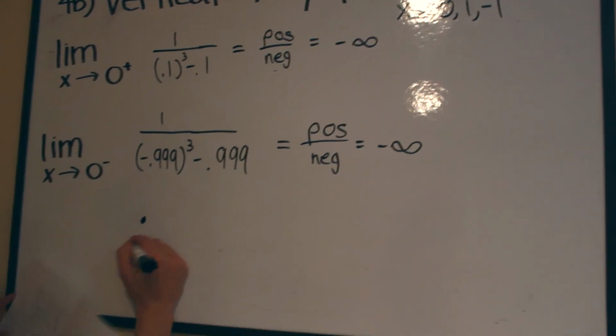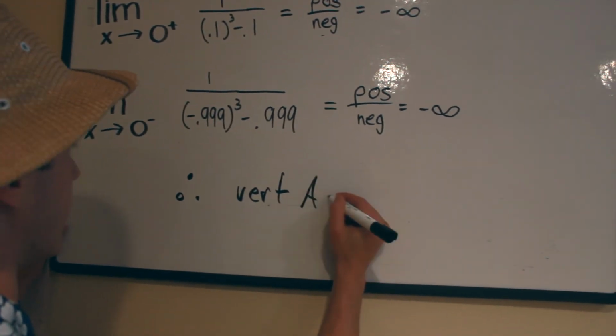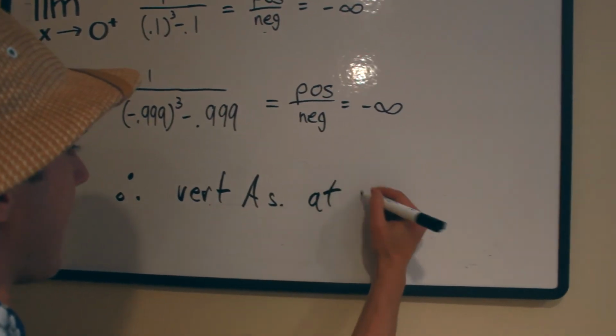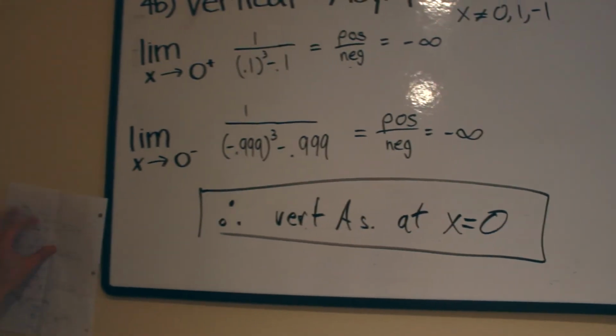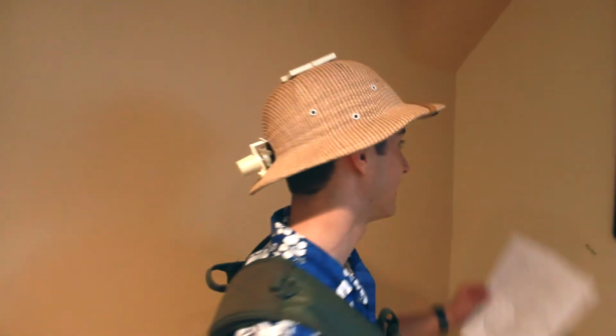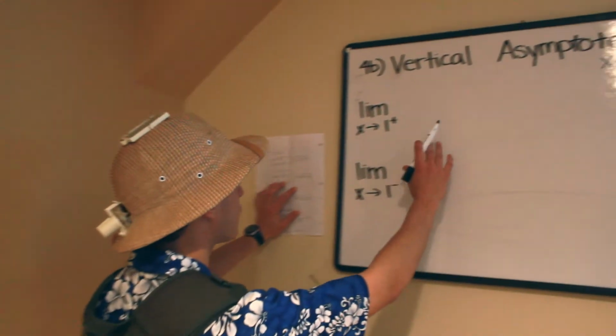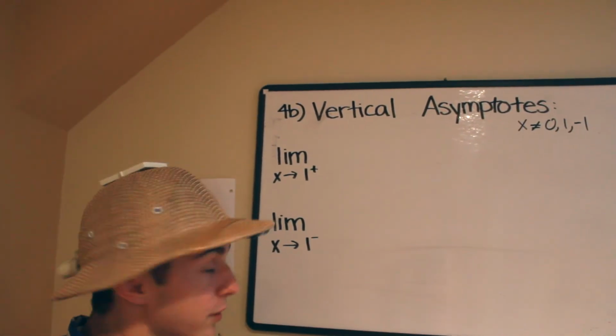Therefore, we have a vertical asymptote at x equals 0. That's the first asymptote. Now we're going to solve for when x cannot equal 1. So, I am going to do the exact same thing as before. I'm going to write it all out and I'll explain it to you after.